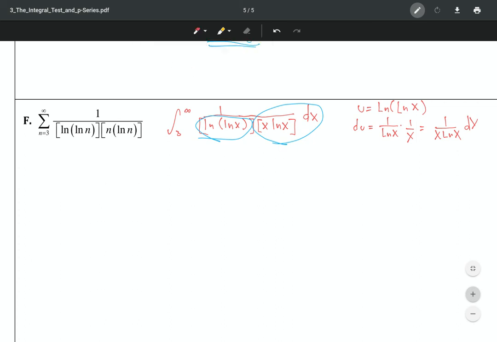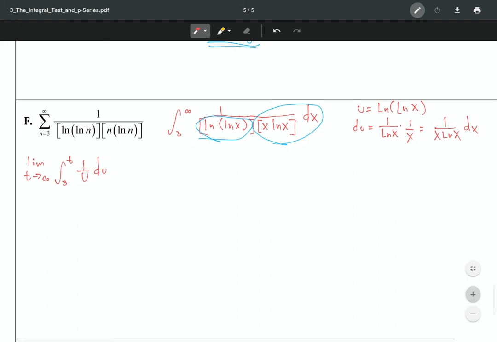So just make sure you watch what I'm about to do here. I'm going to go ahead and write the limit as t goes to infinity of the integral from 3 to t of basically just 1 over u, du. That's all I have left. Everything else got taken over. Okay, so now we're going to take the antiderivative of that, which we know is just the natural log again. So now we have a very lovely solution here, which is the natural log of u.